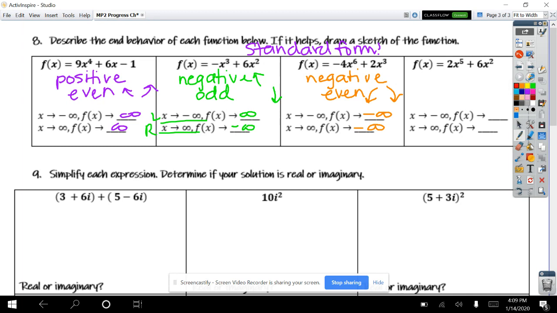Last one is a positive leading coefficient of 2. And then the degree is 5, which is odd. Positive odd looks like this. It goes down on the left, up on the right. And remember, when x is going to negative infinity, that's the left. When x is going to positive infinity, that's the right. So to the left, it's going down, so negative infinity. And then to the right, it's going up, so positive infinity.